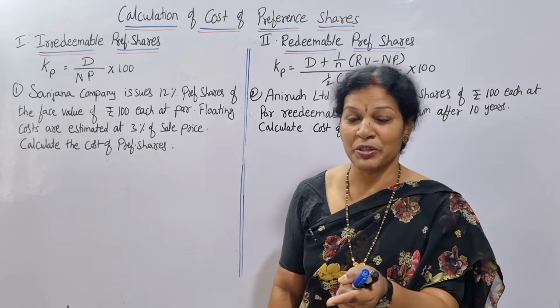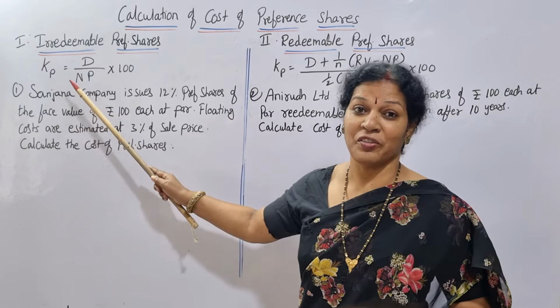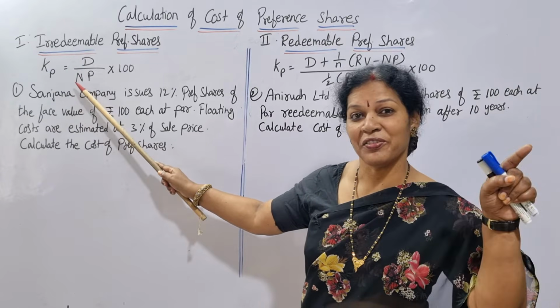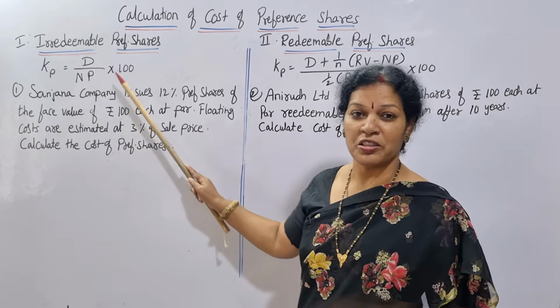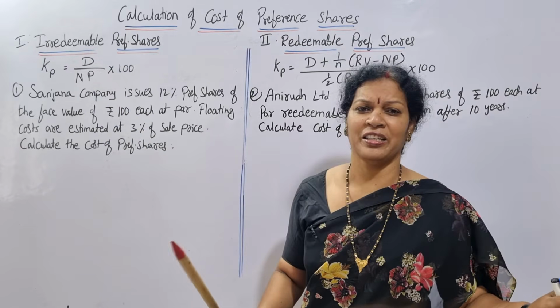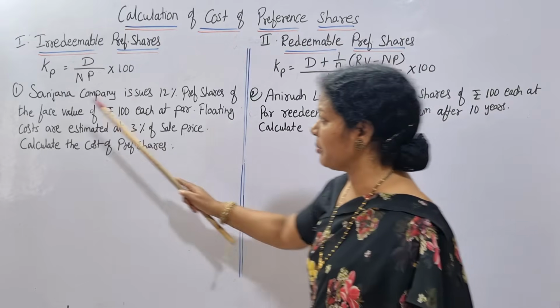There it was interest, now here dividend. Interest is to be paid to the debenture holder, so interest. Dividend is to be paid to the preference shareholder. So in place of interest we are putting dividend here. Okay, dividend by net proceeds into 100. Simple formula. Now we'll see a problem. Formula noted, now we'll focus on the problem.